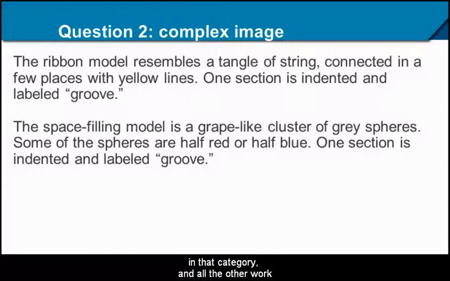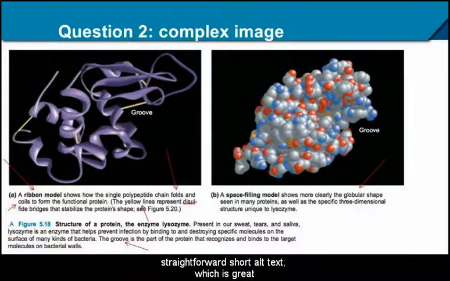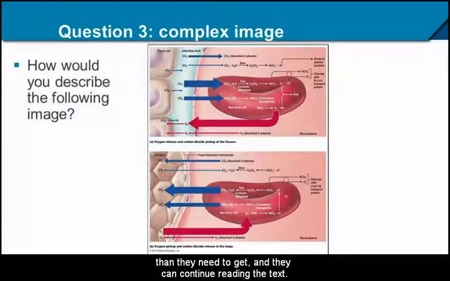And all the other work is done by the caption text. So these are, for these sort of complex 3D images, we can use fairly straightforward short alt text, which is great for the student as well. They're not overwhelmed with more information than they need to get, and they can continue reading the text.